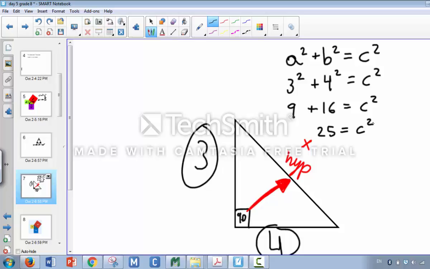So 25 equals c times c. I want to find what just c is, so I do the opposite of squared, and I take the square root of both sides. Square root of 25 is 5, and square root of c squared is c. So I get 5 equals c. And that is the answer to my missing side.